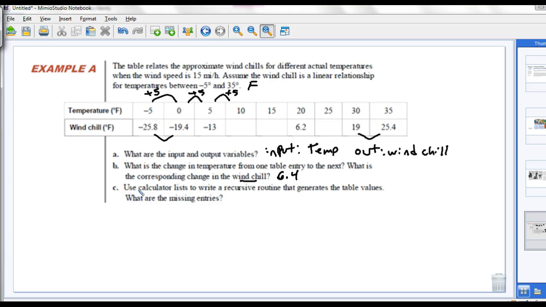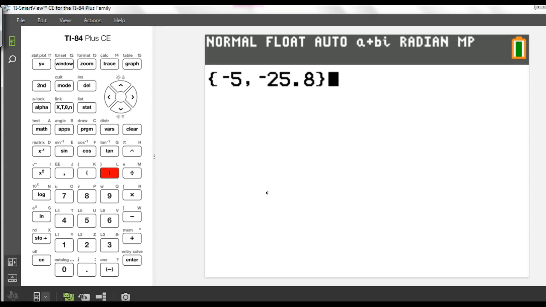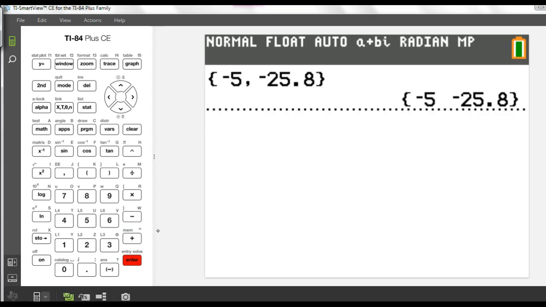Part C, use calculator lists to write a recursive routine that generates the table values, and let's find the missing entries. Let's go to the graphing calculator. Here is the calculator. I've already put in the initial numbers: -5 for my temperature and -25.8 for the wind chill. Neither of these numbers is 0, but that's still okay because I can still enter them into my graphing calculator. Now we're going to open this up again and say Answer 1.